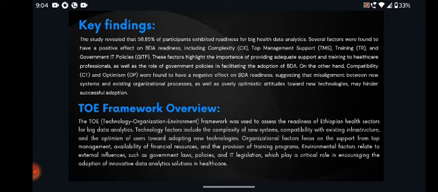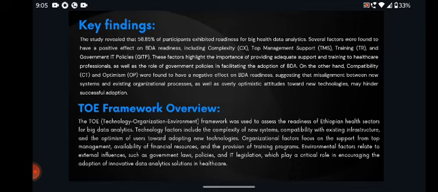On the other hand, compatibility, that is CT, and optimism, OP, were found to have a negative effect on BDA readiness, suggesting that misalignment between new systems and existing organizational processes as well as overly optimistic attitudes toward new technologies may hinder successful adoption.